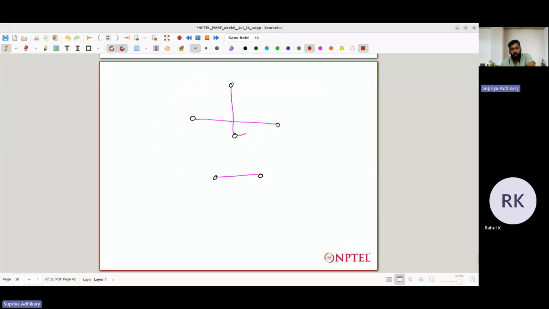Now again, we can have a coloring like this. This is the second. This is the third one. Fourth. And finally, we will have a coloring like this. So using only 5 colors, we can color all the edges in K5.